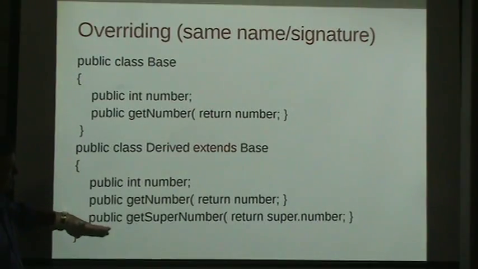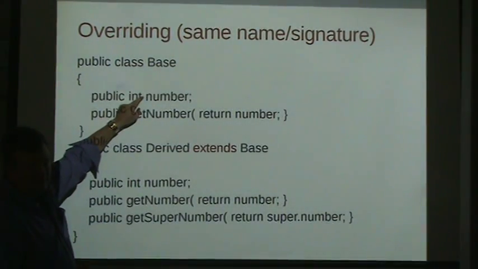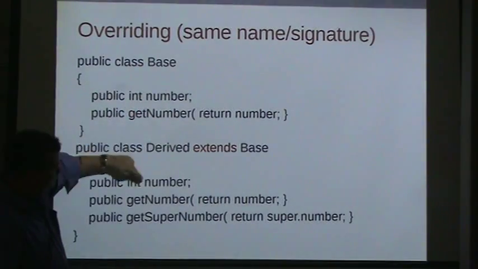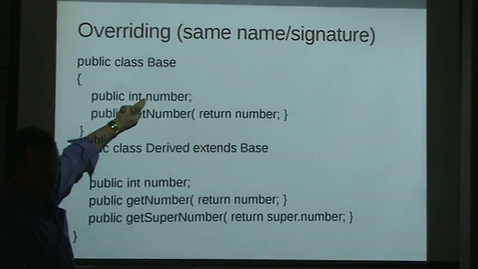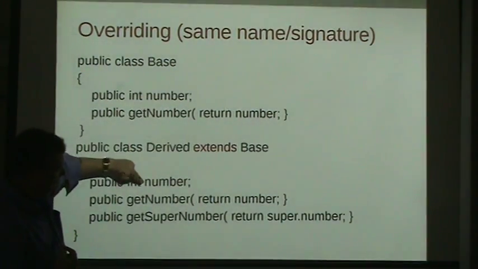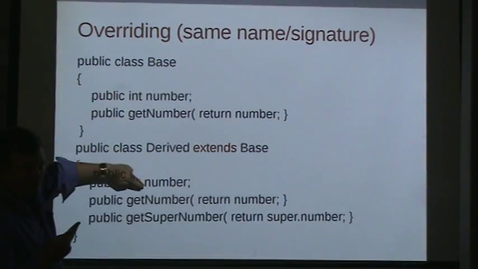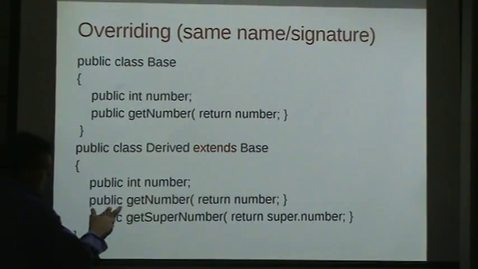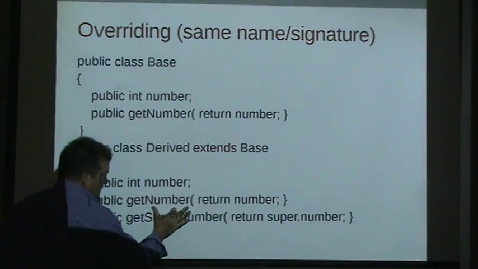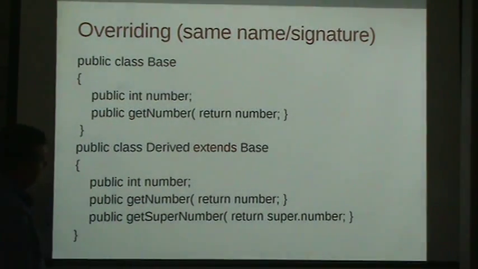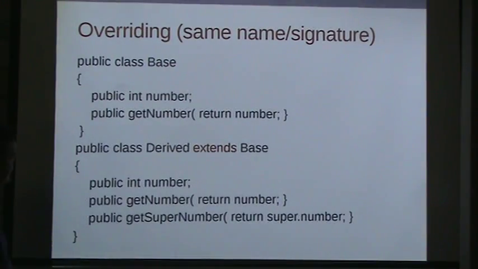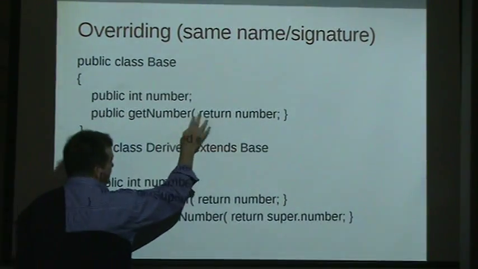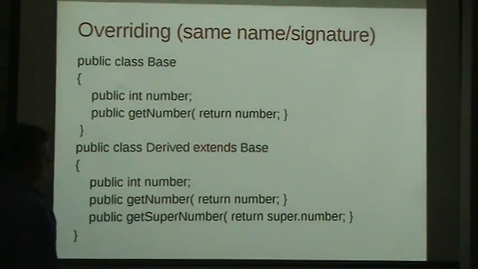Now we add more stuff. What do we add as more stuff? A piece of storage with the same exact name. So now we have two copies: the number we inherited and our own number. Two integers, both with the name number. And then we have a public method called getNumber, which returns an integer and doesn't take in any parameters.